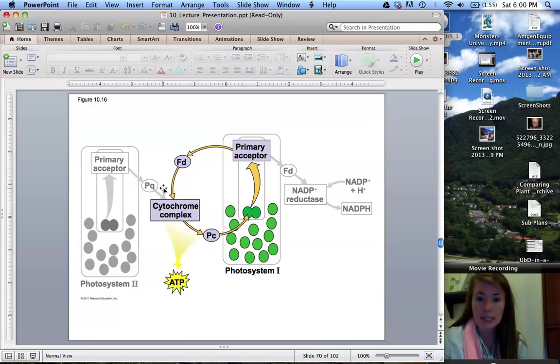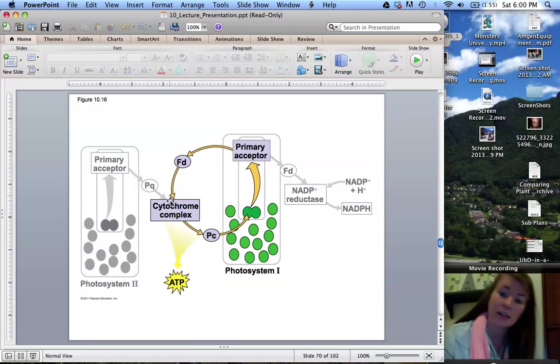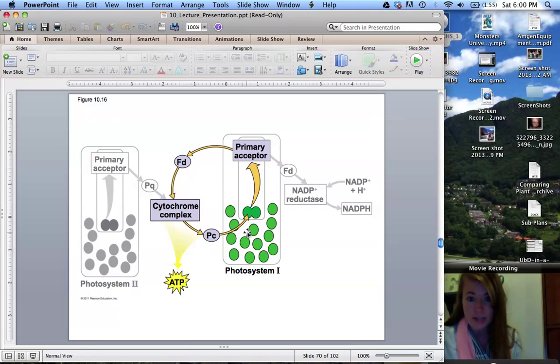So what happens is the electrons in P700 get excited, they jump up to the primary electron acceptor, and instead of going forward to make NADPH, they go backwards and back down the electron transport chain, so ATP is made. And then they're back at P700, get excited, fall down the electron transport chain, back to P700, ATP is made. So that's why it's cyclic, because it's the same thing happening over and over again.